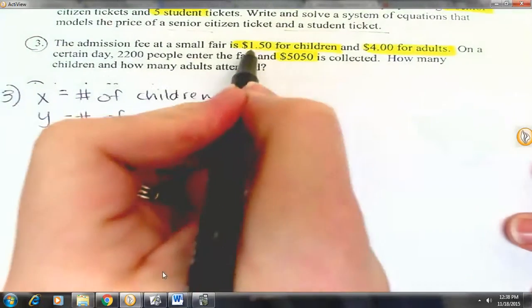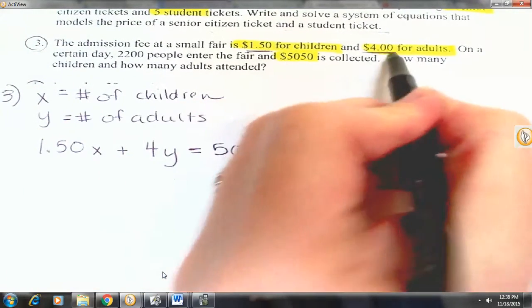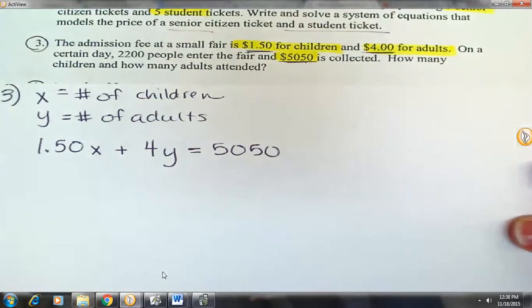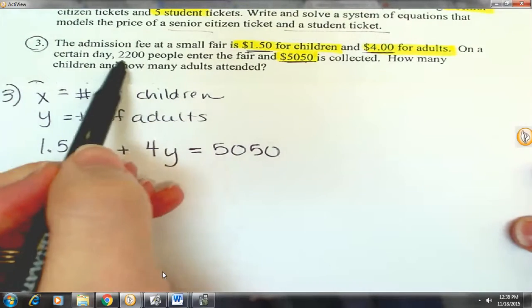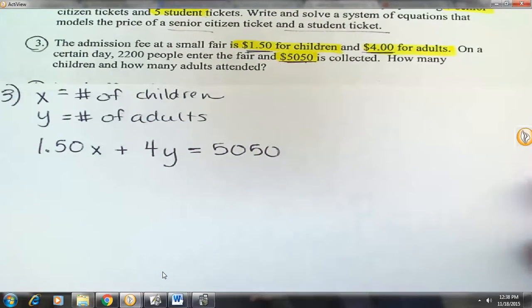Something I want to point out, $1.50 is money, $4 is money, $5,050 is money. It wouldn't make sense to put the 2,200, that number, with or inside this equation. It's not dealing with money.